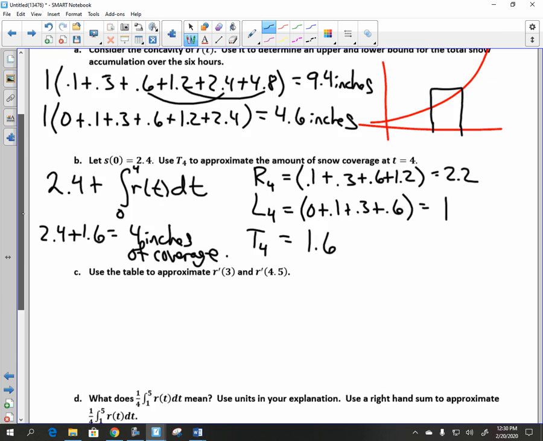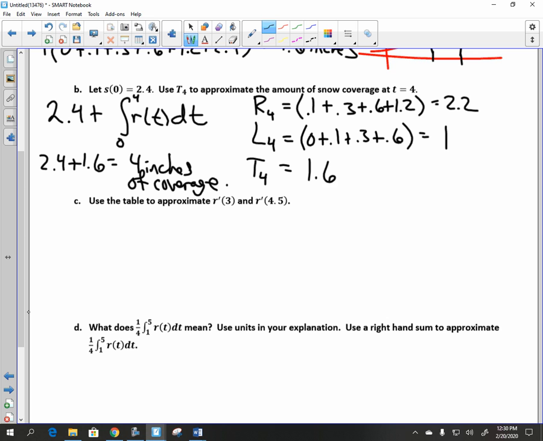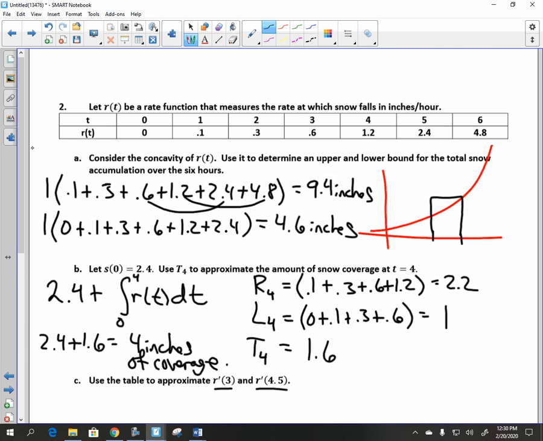Yeah, it's like it's getting worse, right? So for the next one, it says use the table to approximate R prime of 3 and R prime of 4.5. So yeah, what does that mean? Is the snowstorm getting worse or is it tapering off? Which one's happening? Well, how much worse? Because the rate is increasing all the time, isn't it?